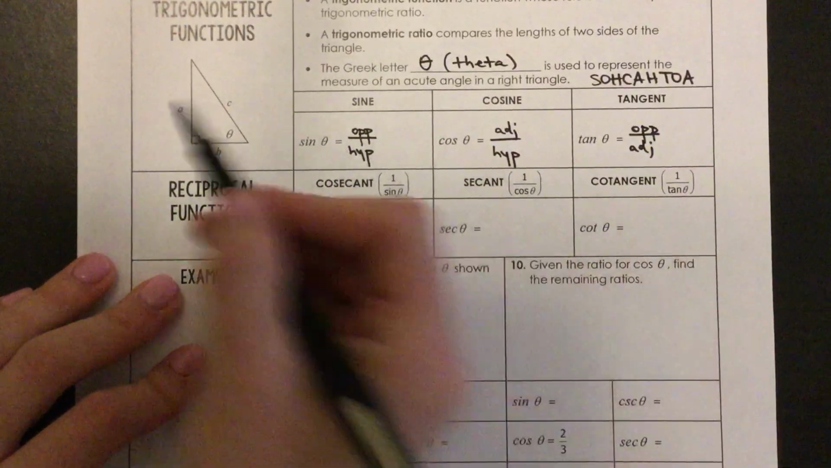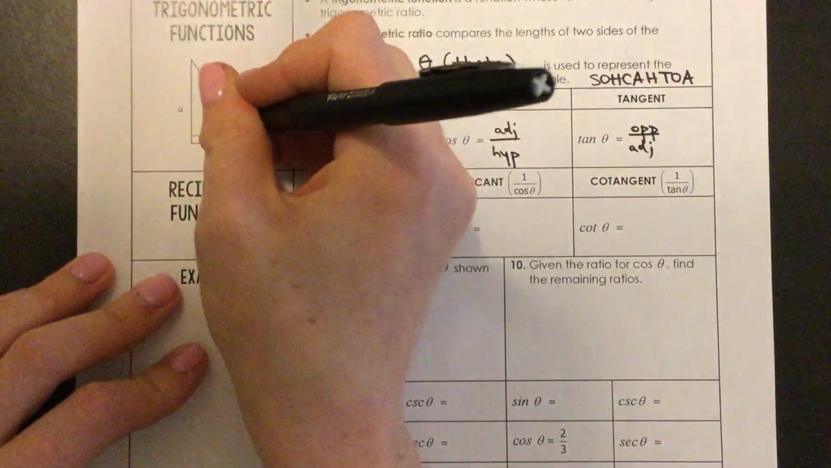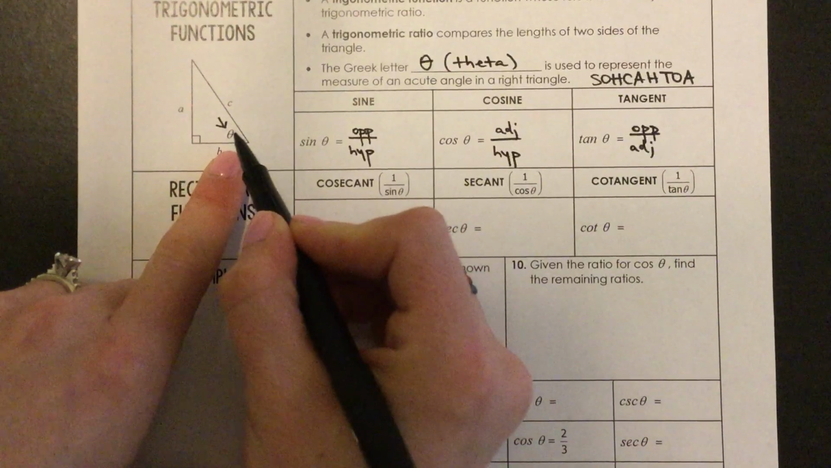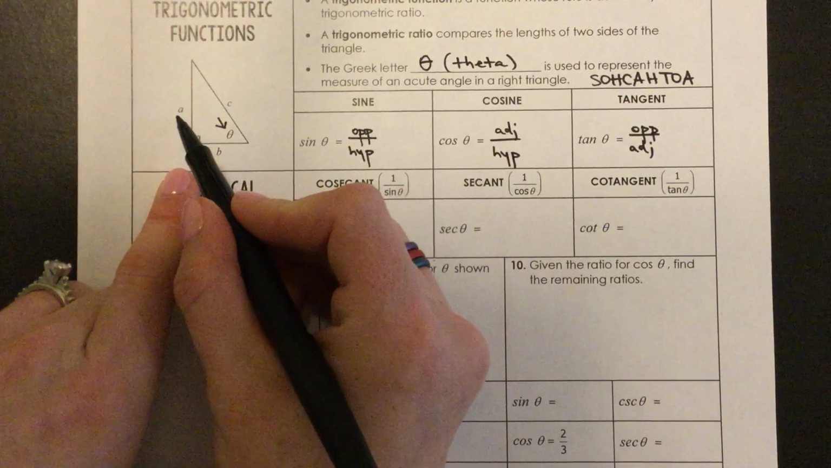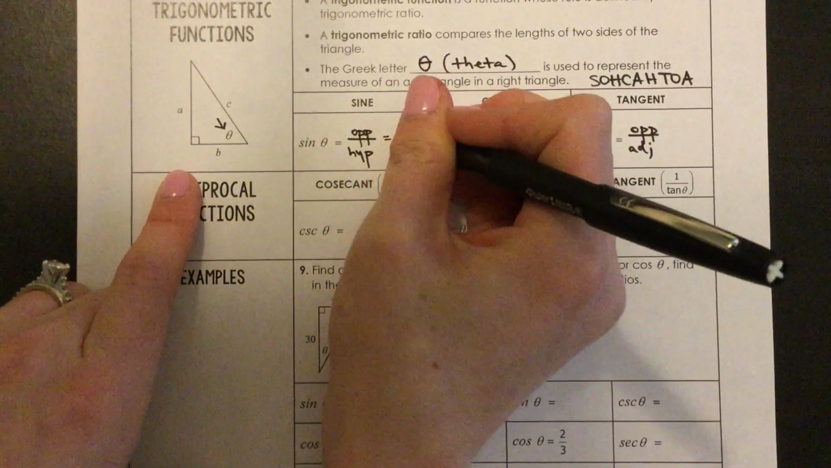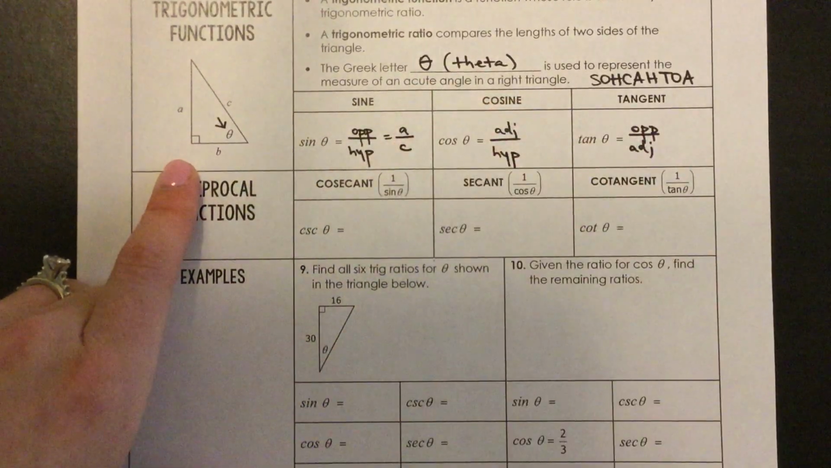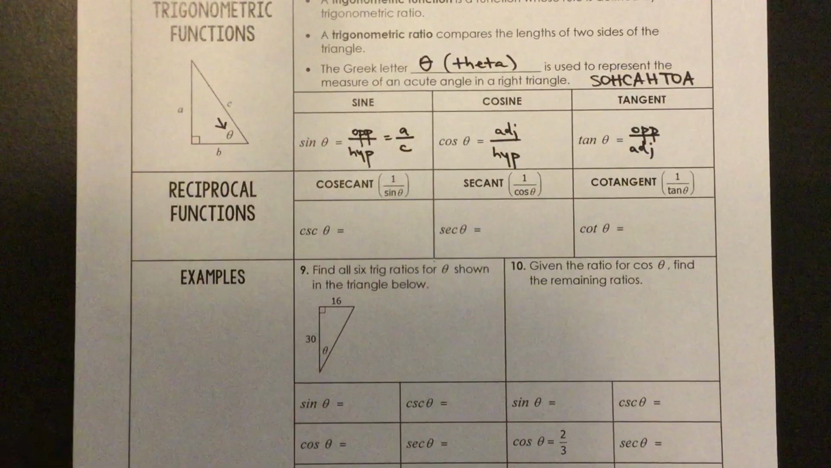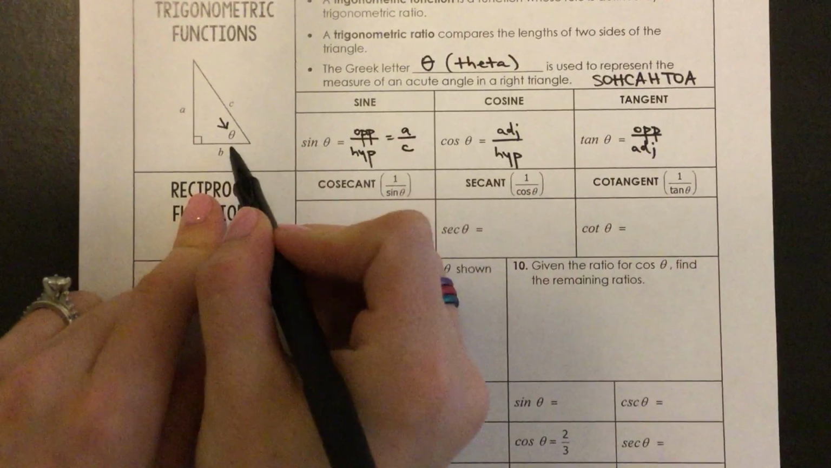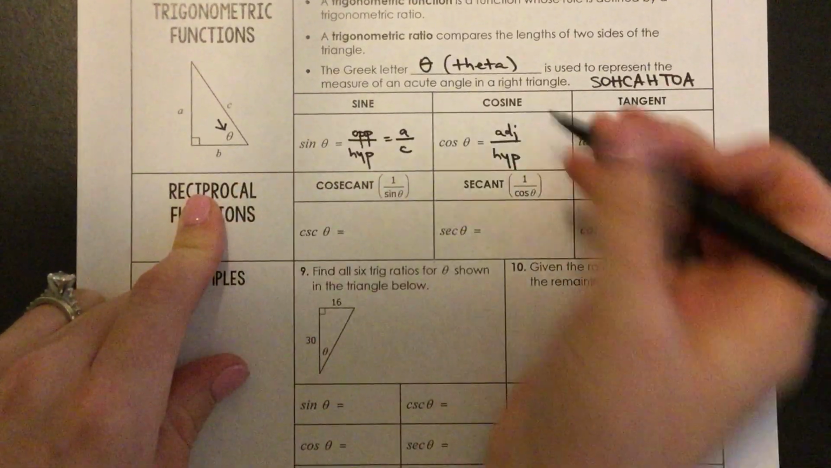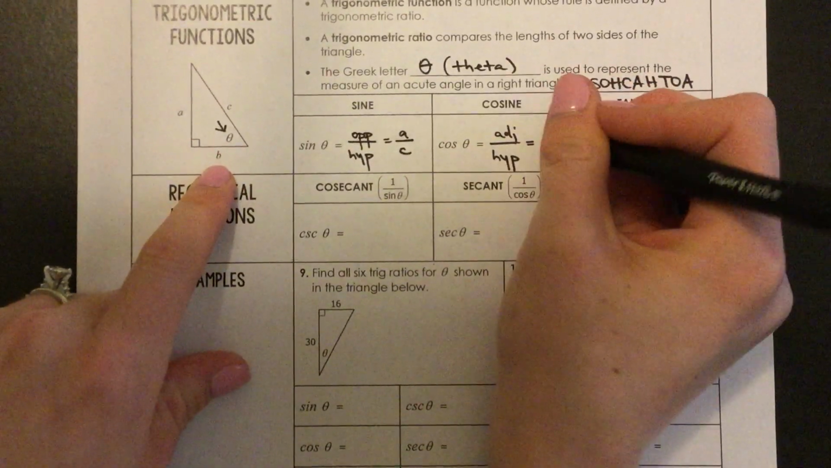Now, if we relate it back to this picture over here, here's the theta. We're specifically talking about this angle. So the opposite side to that angle would be A over here. And then the hypotenuse is C. So this one would be A over C in relation to this specific triangle right here. Cosine is the adjacent side. So the adjacent side is the one that touches the angle but isn't the hypotenuse. So the adjacent side to this angle is B.